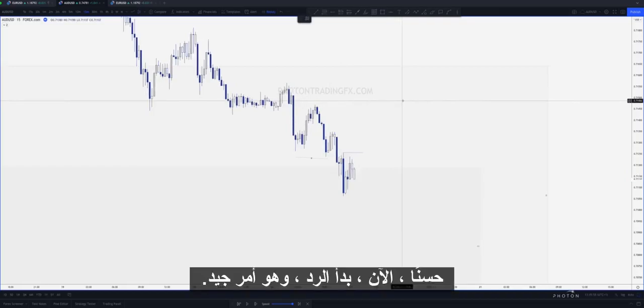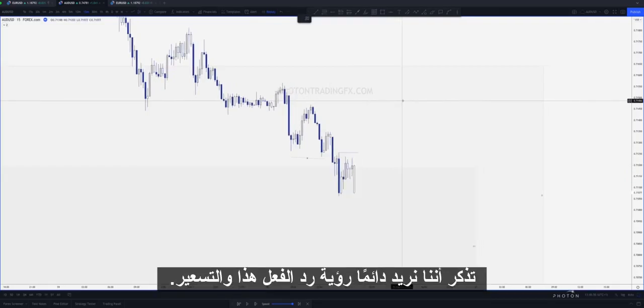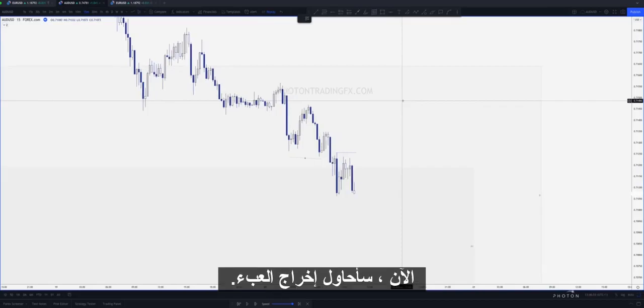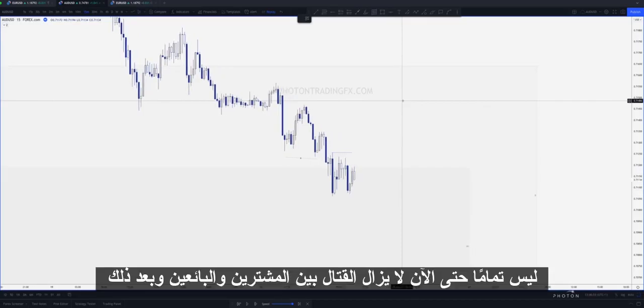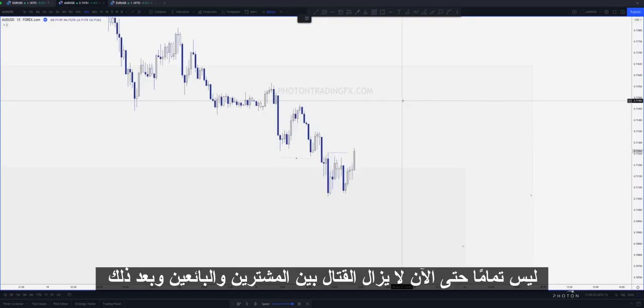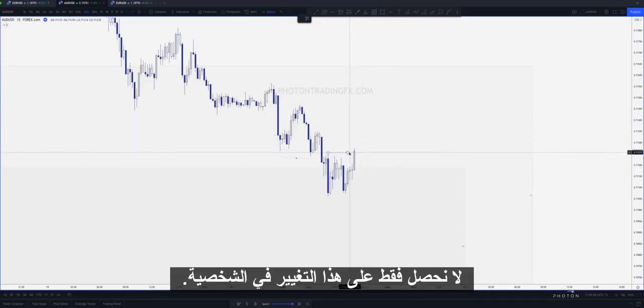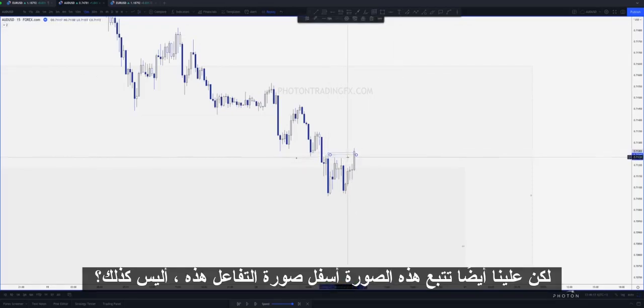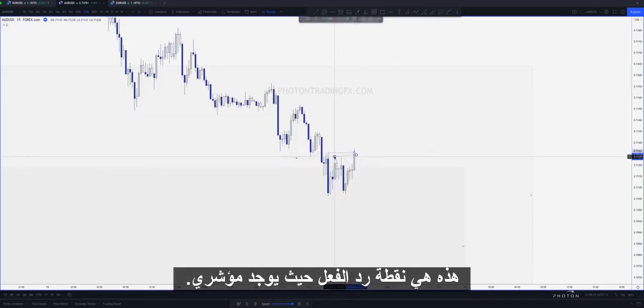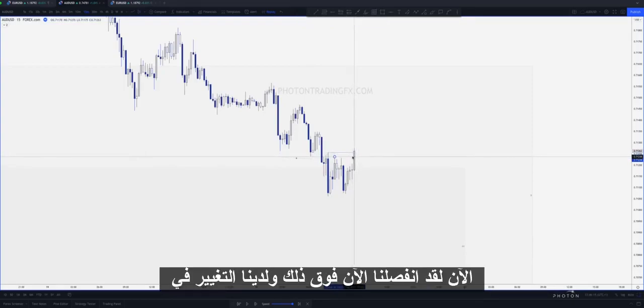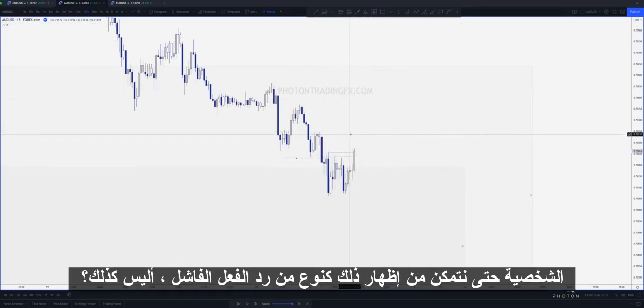Okay, now starting to react, which is good. Remember, we always want to see that reaction. Price is now going to try and take out the low. Does it take out the low? Not quite just yet. Still battling between buyers and sellers, and then boom. Not only do we get that change of character, but we also get, let me drag this one down, that reaction failed. That's the reaction point where my cursor is now. We have now broken up above that, and we have the change of character, so we can show that as a failed reaction.